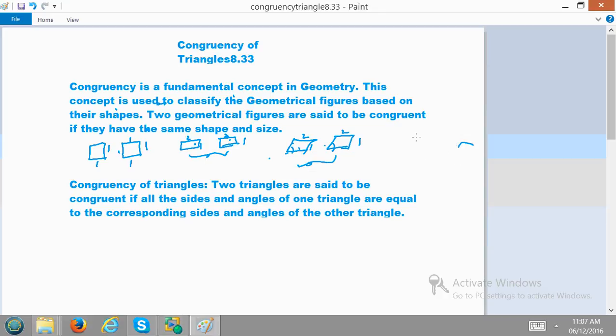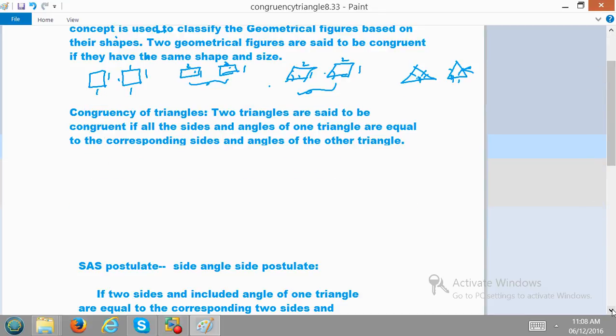In case of a triangle, it is not just three sides. Three sides of the one should be equal to three sides of the other. And also all the angles should be equal, then only they are congruent. So we'll come to the congruency of triangles. Two triangles are said to be congruent if all the sides and angles of one triangle are equal to the corresponding sides and angles of another triangle.